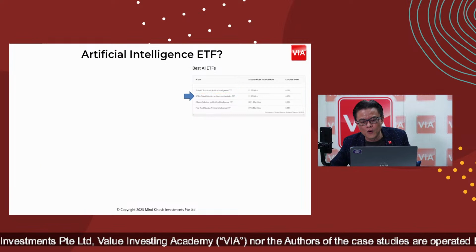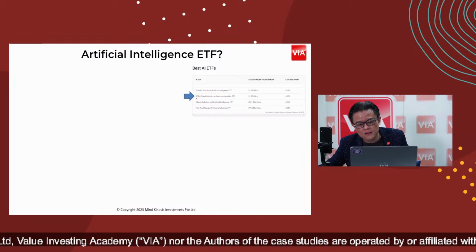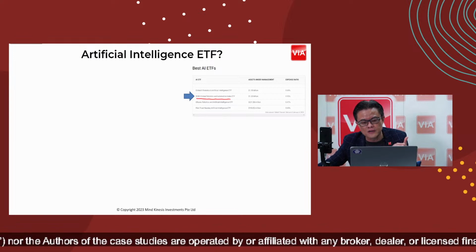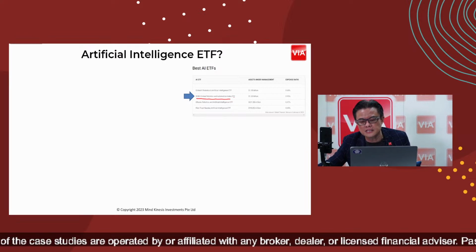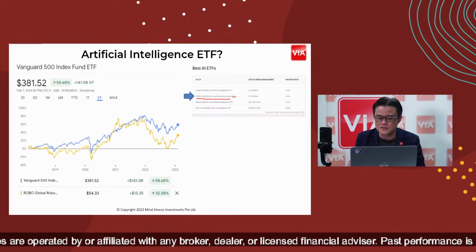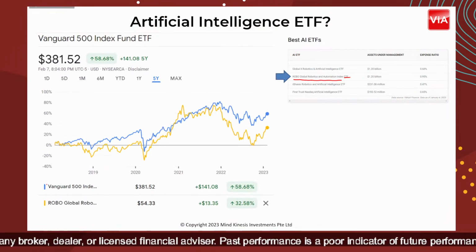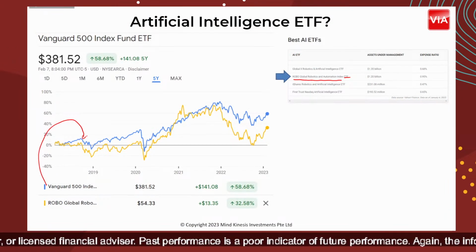The second one is Robo Global Robotics. All these names sound really nice, right? And by the way, the next session we're going to cover robo-advisors. So Robo Global ETF. Again, let's use a very simple comparison. Do you see something a bit interesting? Vanguard is the blue one, and most of the years it outperforms.